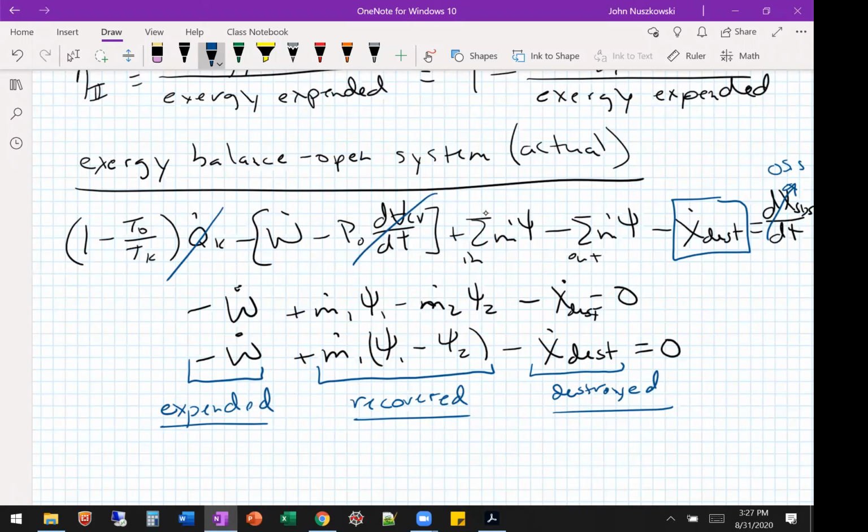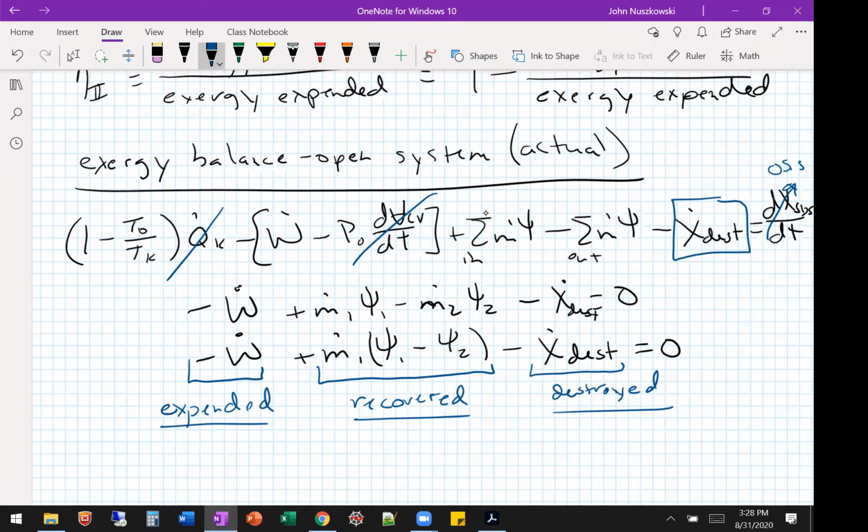I think I remember seeing something like this where it was something like heat plus work plus or minus destroyed. It was something very similar. I mean, it depends upon what device you have, because you could have heat be expended or recovered, you could have work be expended or recovered, you could have the change in flow exergy be expended or recovered. It depends upon the device.